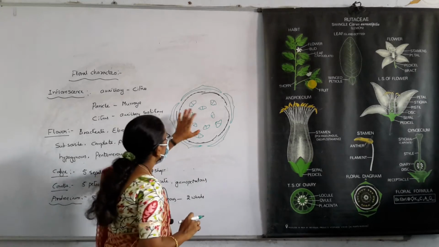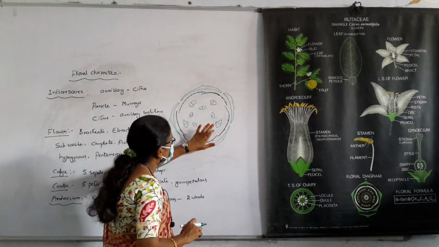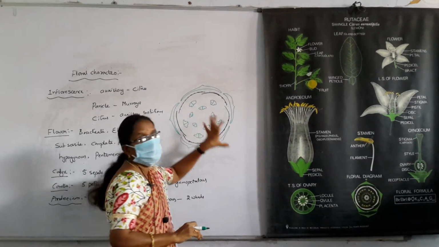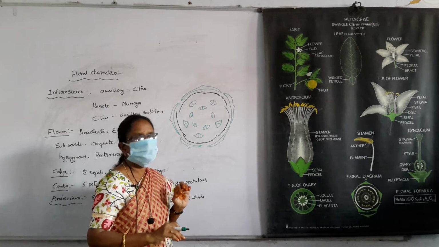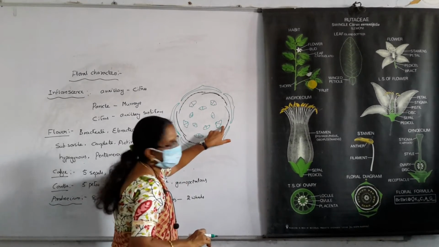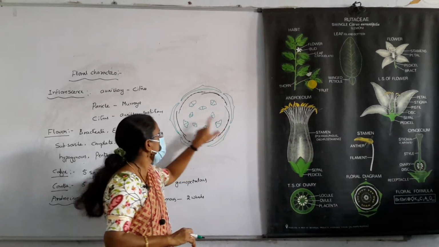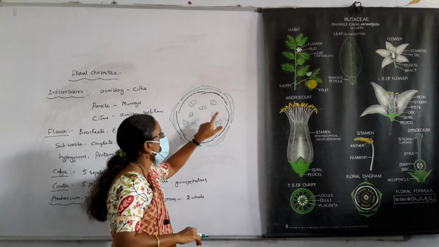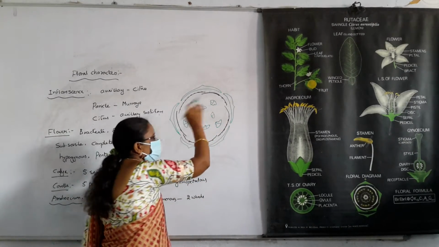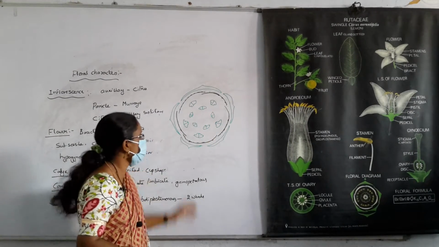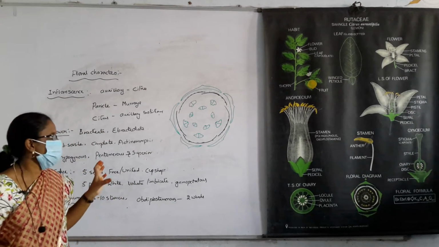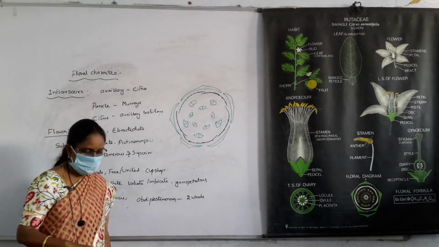In the obdiplostemonous arrangement, 10 stamens are present. These 10 stamens are arranged in two whorls. The outer whorl stamens are opposite to the petals. The inner whorl stamens are opposite to the sepals, alternately arranged to the outer whorl stamens. This is the normal obdiplostemonous arrangement in the Rutaceae family.